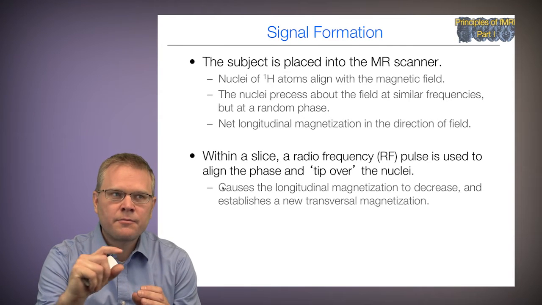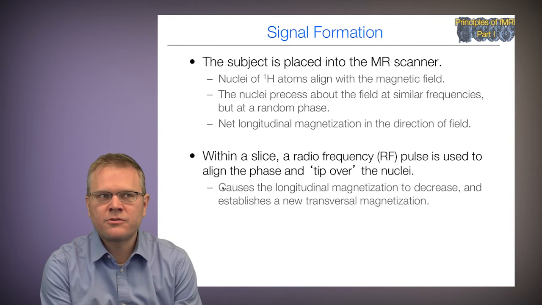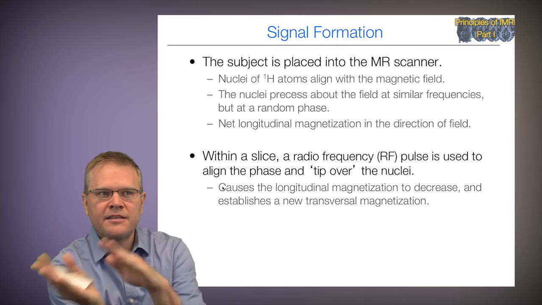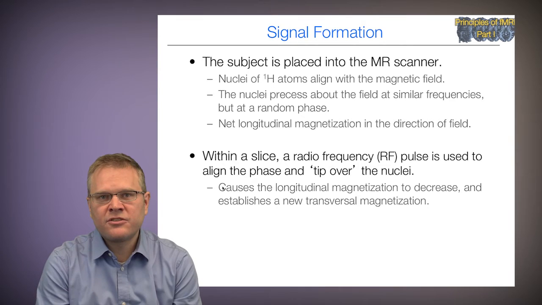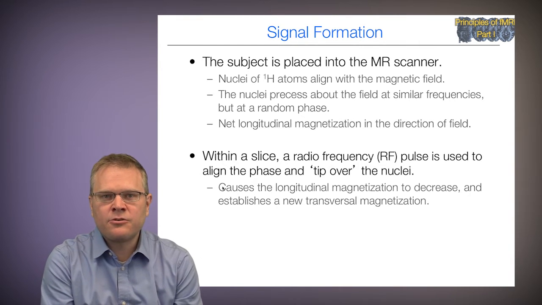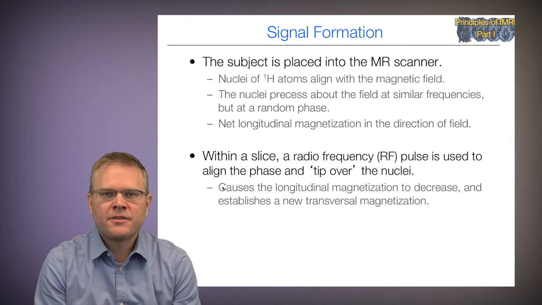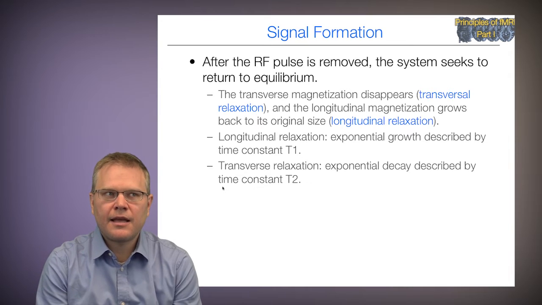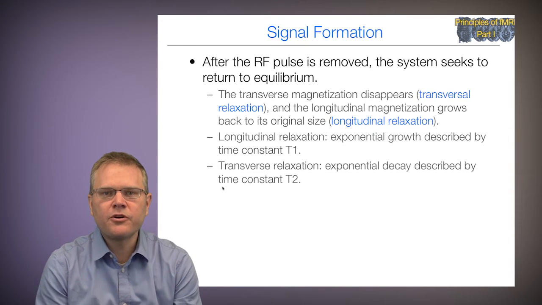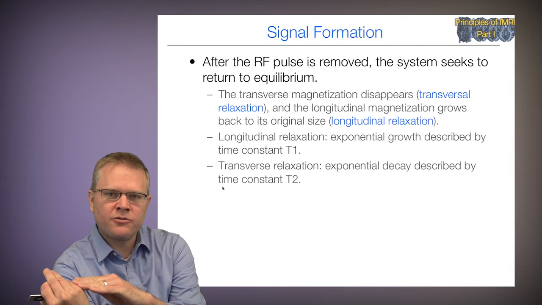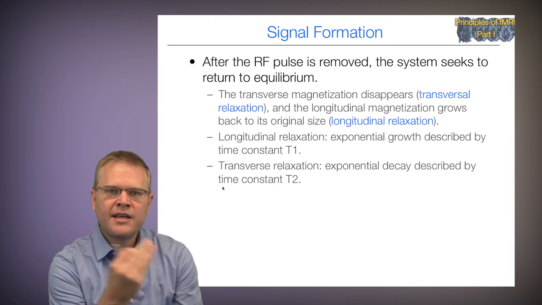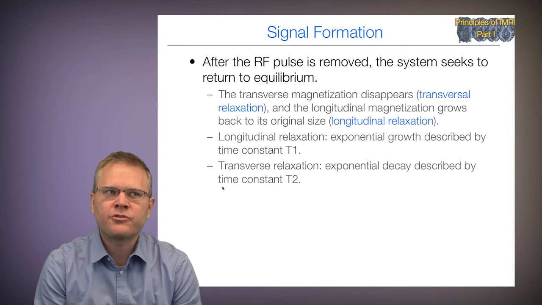So within a slice of the brain, a radio frequency pulse is used to align the phase and then tip over the nuclei. This causes the longitudinal magnetization to decrease and establishes a new transversal magnetization. And then once we remove the RF pulse, the system seeks to return to equilibrium. So again, everything is pointing in the transverse direction, then we remove the RF pulse and it seeks to go back to the longitudinal direction.